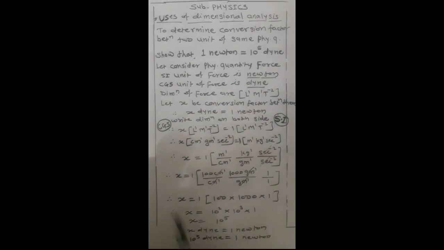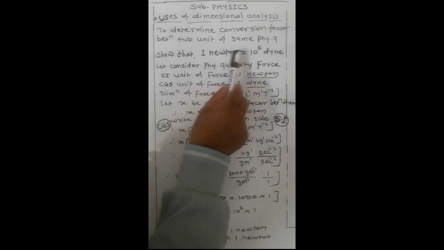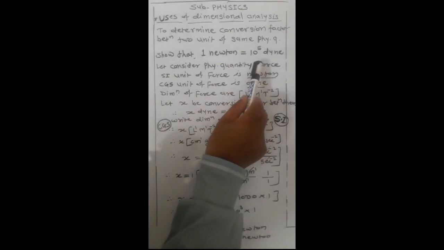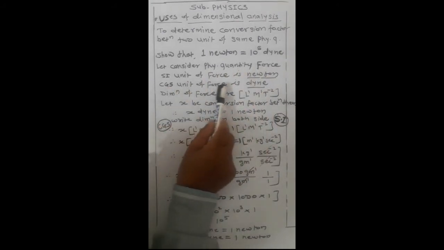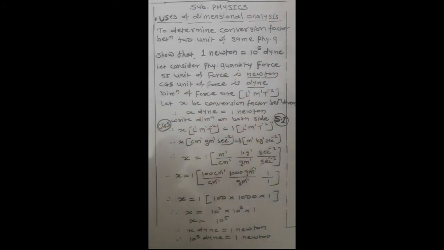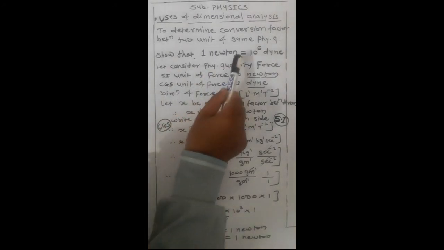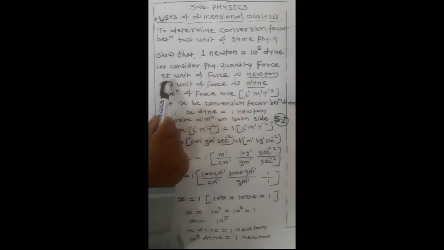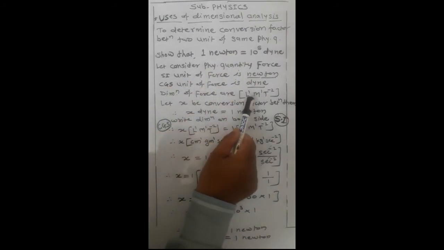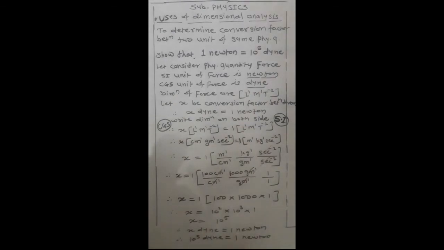This is very important. We know the SI unit and CGS unit of the quantity force. The SI unit of force is Newton. The CGS unit of force is dyne. Then you also have to know the dimensions of force. You know that the dimensions of force are L1, M1, T minus 2. We can remember that F is equal to MA, where A, acceleration, is L by T squared. Therefore, L1, M1, T minus 2 is the dimension of force.